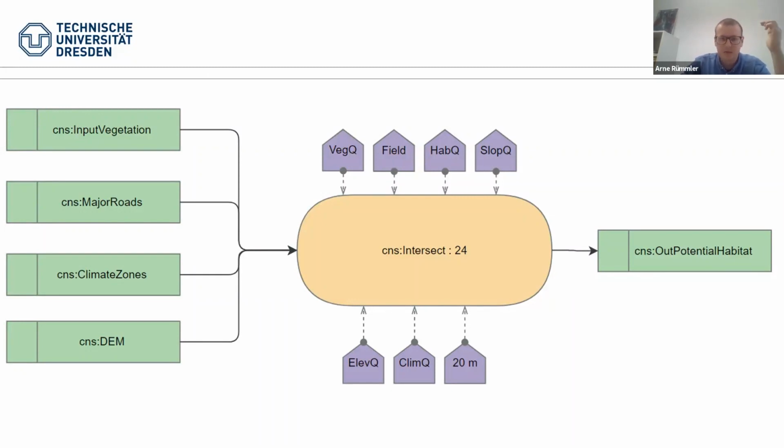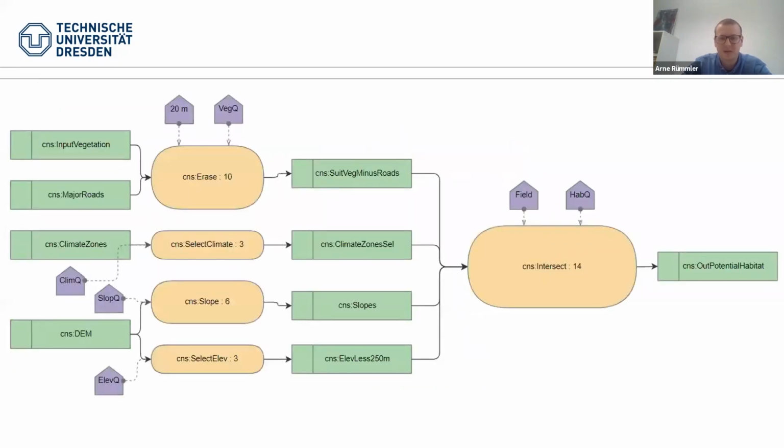Of course, in reality, this workflow consists of some more processes. So if we go up in detail, we see some more pre-processing steps. For example, if we look at top left, we see an erase operation. Actually the roads data set we have on the left gets subtracted from the vegetation data set, so that we get a vegetation minus roads data set that we then intersect with the other ones. We also see at the bottom that we use the DEM to generate a slope data set, as well as we can select suitable heights for the bird.